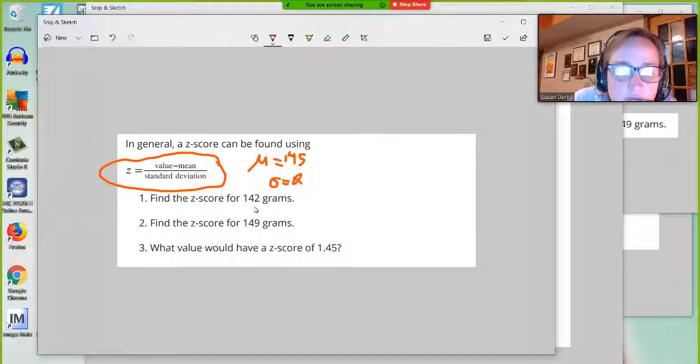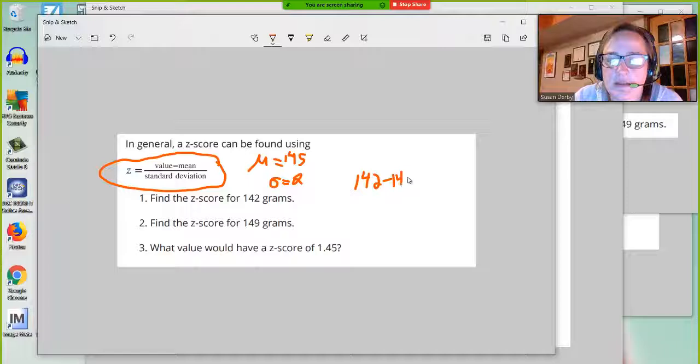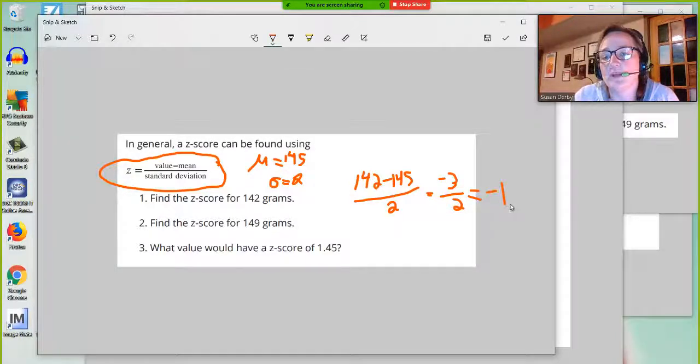So, to find the z-score of 142 grams, I'm simply going to plug it into this equation and solve it on out. So I've got 142 minus 145. That value is going to give me a negative 3. And then I'm dividing it by my standard deviation of 2. So negative 3 divided by 2 is going to tell me that it has a z-score of negative 1.5. So I need a full standard deviation and a half to get there. So negative 1.5 for 142 grams.